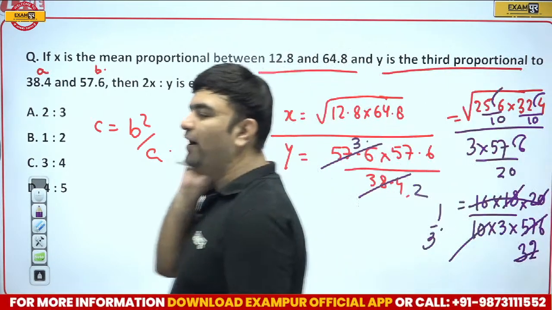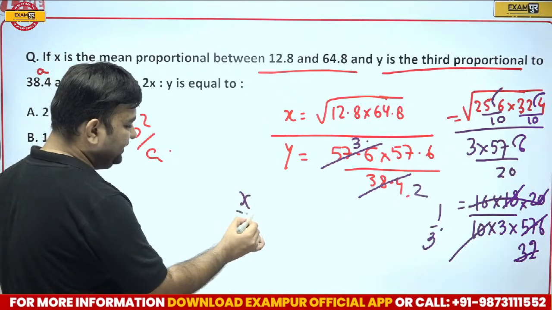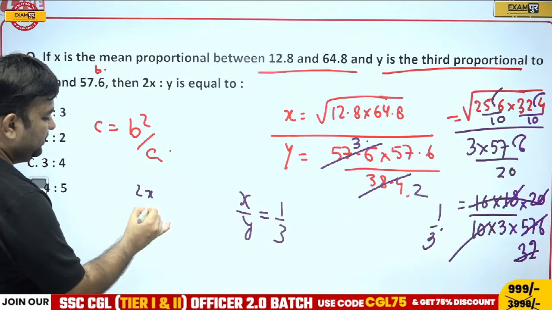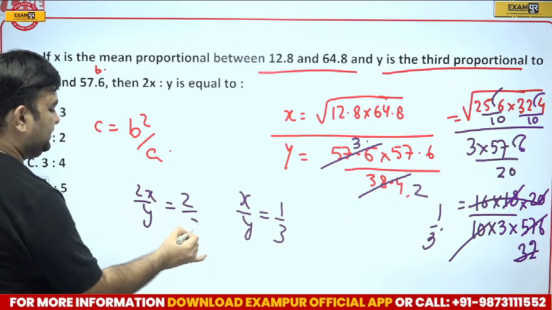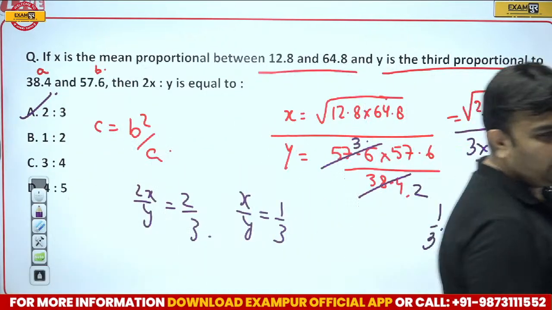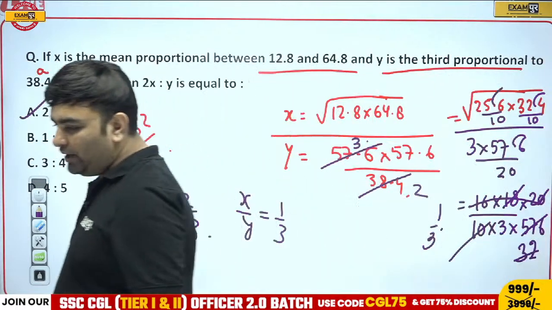So x upon y is 1 by 3. They are asking 2x upon y. So that would be 2 by 3. Very, very important question. Quite a good problem, guys.